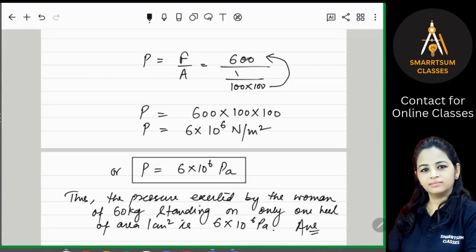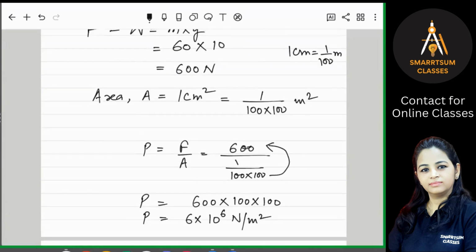Now, suppose in the question it is given that she is standing on both of her heels. Here it is given that she is standing on just one heel, so that's why we are using the area of one heel only, which is 1 centimeter square. If she is standing with both heels, then what will we do? We will add the area of both the heels, 1 centimeter square plus 1 centimeter square. So what will be the area in that case? 2 centimeter square. So in this case, the area will be doubled.